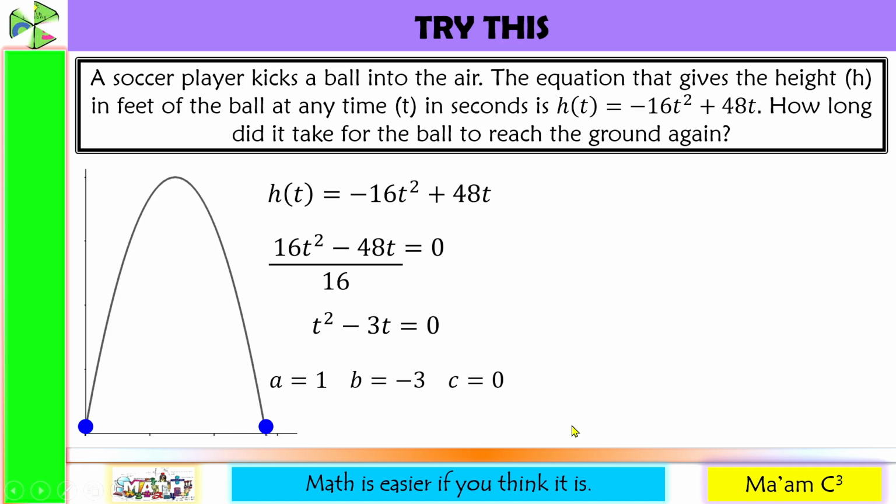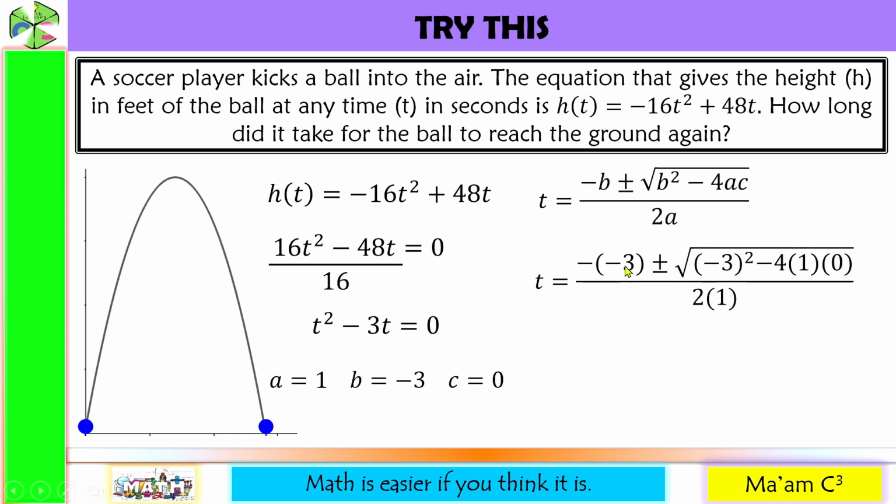Now let us recall our quadratic formula. Let us substitute 1 for our A here, negative 3 for our B, and for C, we have 0. Negative of negative is positive, so we have positive 3. Negative 3 quantity squared is positive 9. Negative 4 times 1 is negative 4 times 0 is still 0, so we're just going to cancel this portion here. All over 2 times 1 is 2. The square root of 9 is 3.